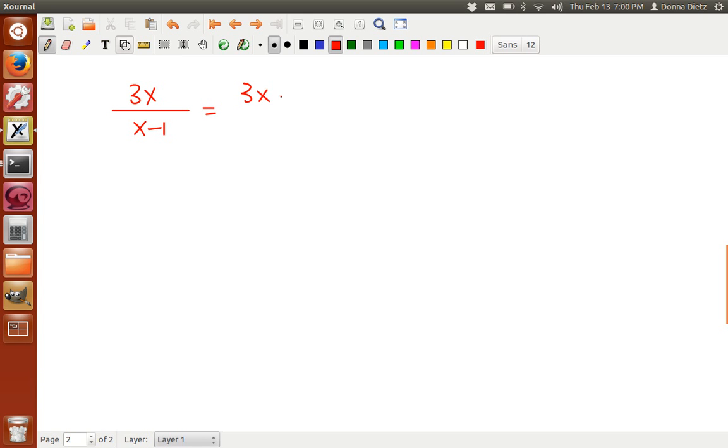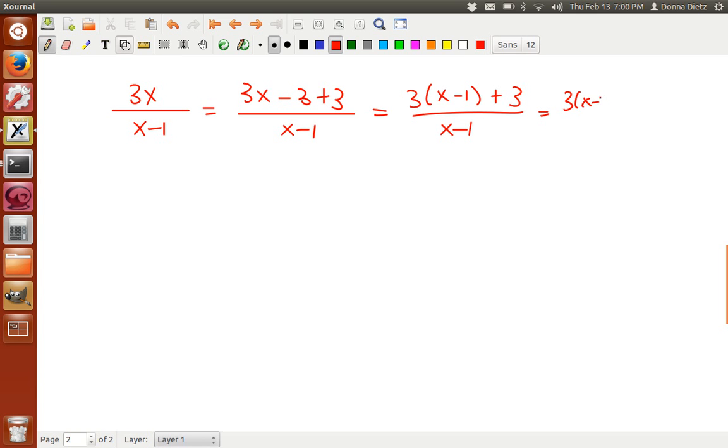I can say, for example, minus 3 plus 3 in that numerator, right? I did nothing. So far I added 0. But now I can factor out a 3 from part of this, and I can split the fraction into two pieces. Okay, and then this results in saying 3 plus 3 over x minus 1.